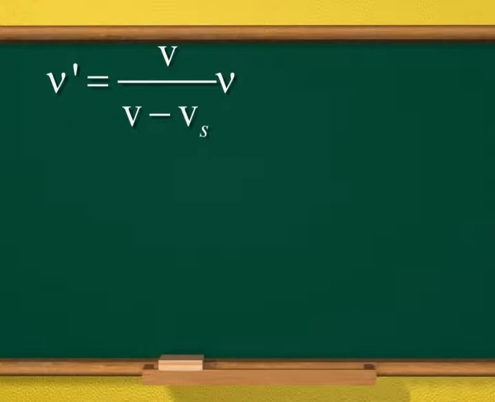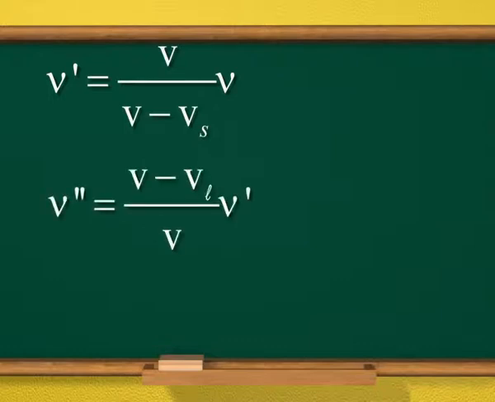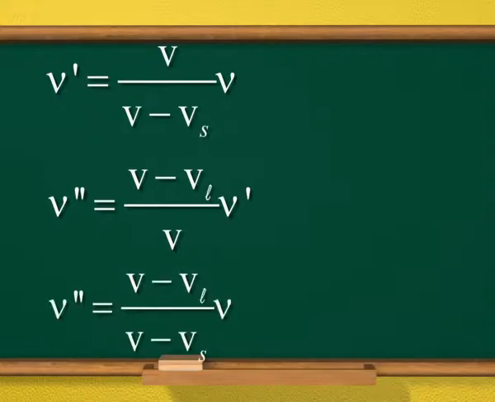Due to the motion of the listener away from the source, the apparent frequency would be nu double dash equal to v minus vl by v into nu dash. Hence, the apparent frequency would be nu double dash equal to v minus vl upon v minus vs into nu.